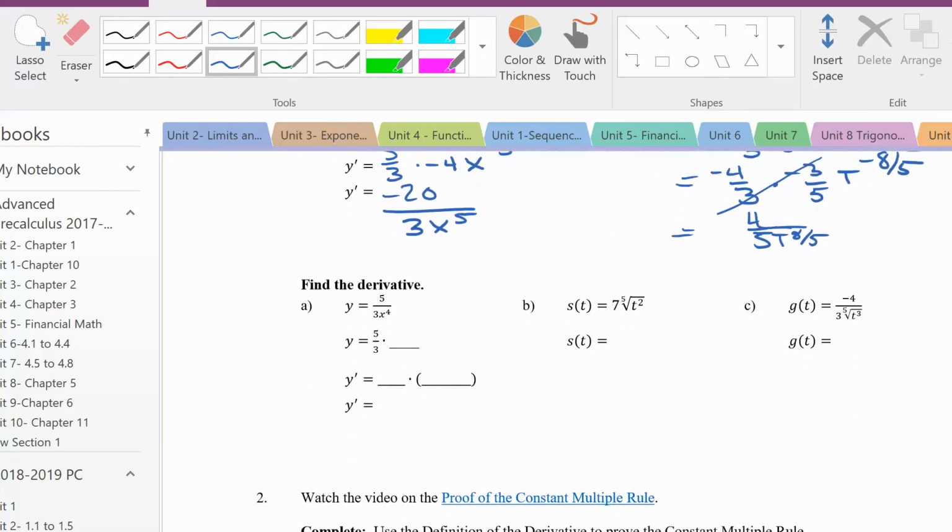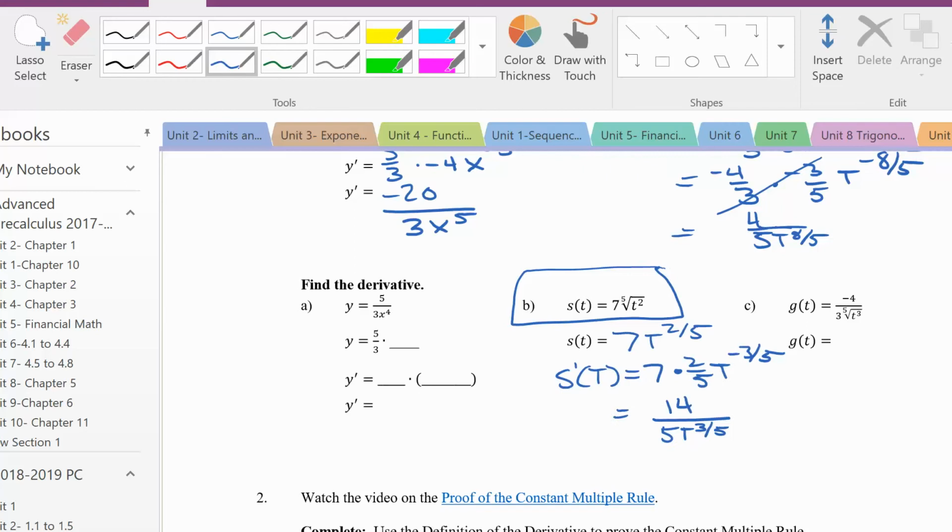All right, so I'll give you a chance to do some of these on your own, actually I'll give you a chance to do B since that's one we haven't done, and then I'll post the answer. All right, so if you look, here's the answer to part B. First change it from a radical to a fractional exponent, and then you can subtract 1 and multiply by 2/5. So you get 14 over 5t to the 3/5 power.